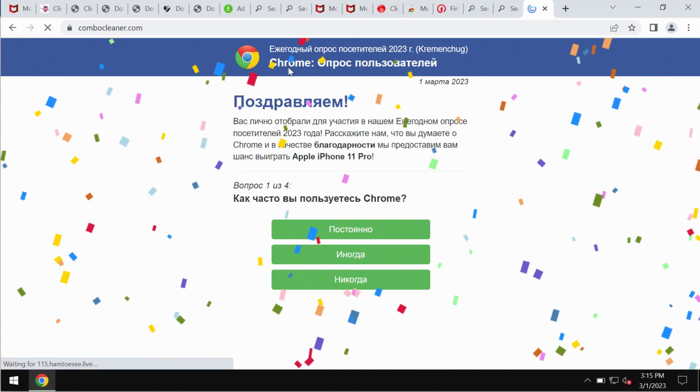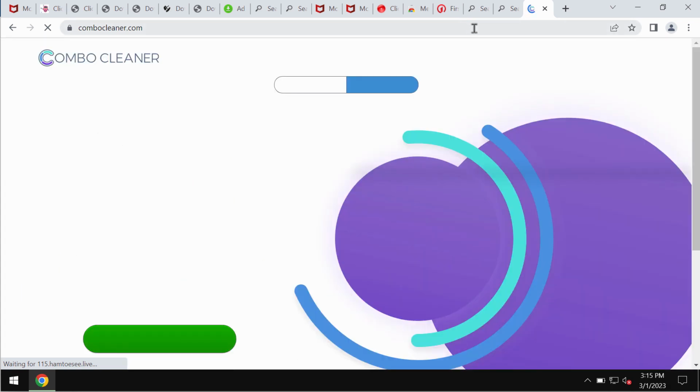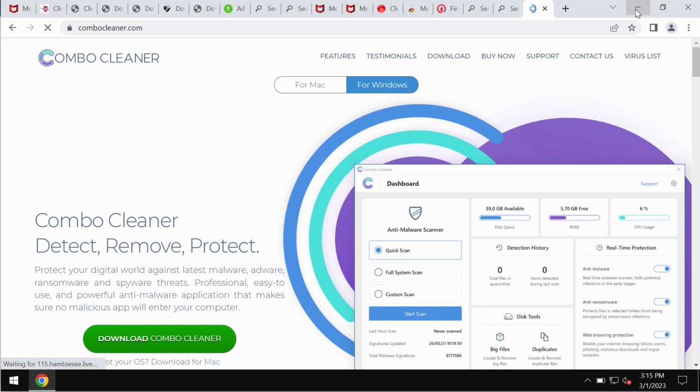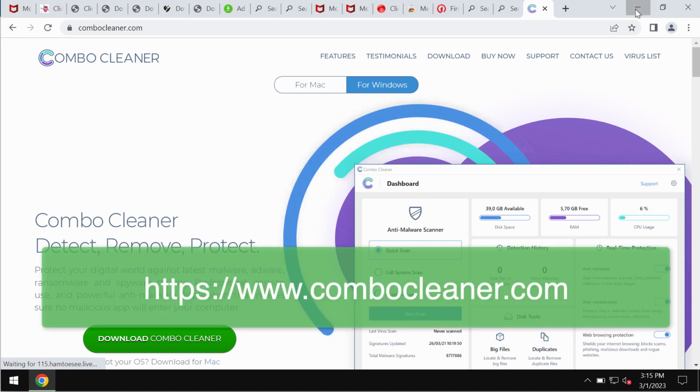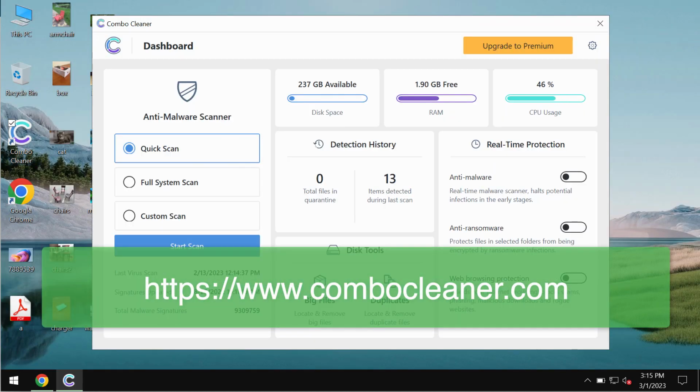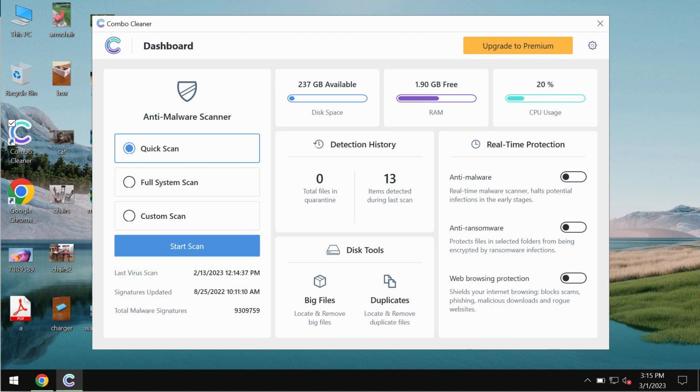And we also recommend that you examine your computer with Combo Cleaner antivirus. The best place to get it is on the page combocleaner.com. Download it, install it, and once it gets installed, start carefully examining the system with its help.